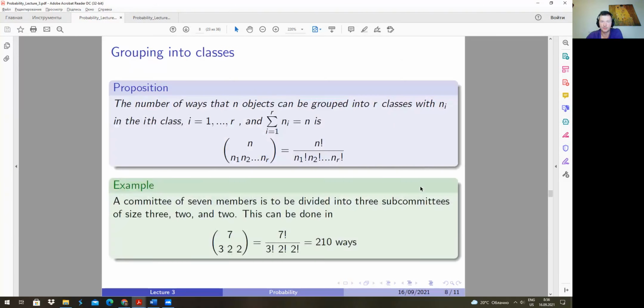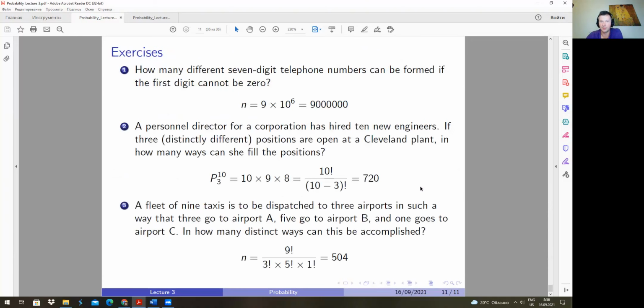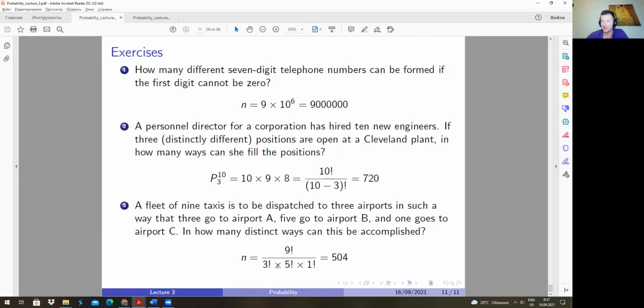Yeah, so this is about grouping into classes. We have a number of objects and we need to group them into 3 classes. We need to send them to 3 airports, and it's 9 factorial over 3 factorial, 5 factorial and 1 factorial, which is 504. Well, guys, you are stars. It is very nice that I see that you understand what's going on. I hope that you will solve more exercises during your exercise sessions. We will try to prepare something tricky for you, since you are so good with these simple exercises.